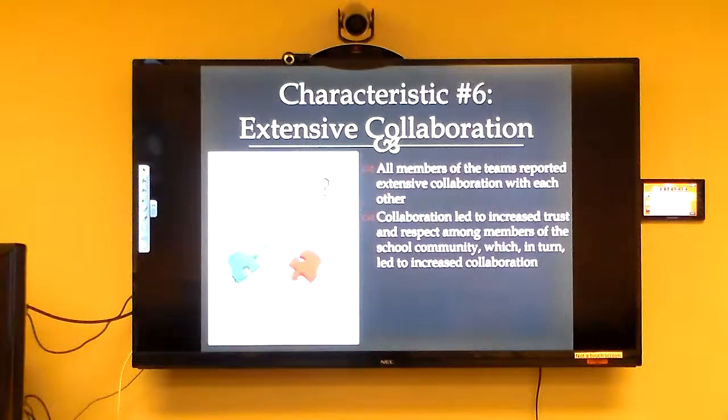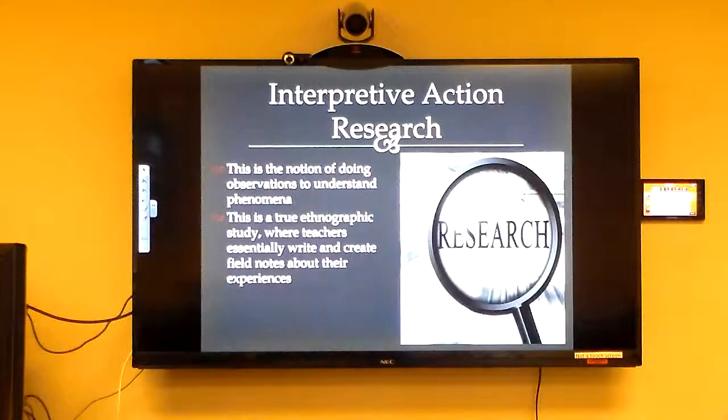So the notion of extensive collaboration: people need to work together, they need to inform each other, and they need to inform practice as well. It'll lead to increased trust and respect among members of the school community. If the teachers see themselves as equals to the building principals, that's only going to help the situation.